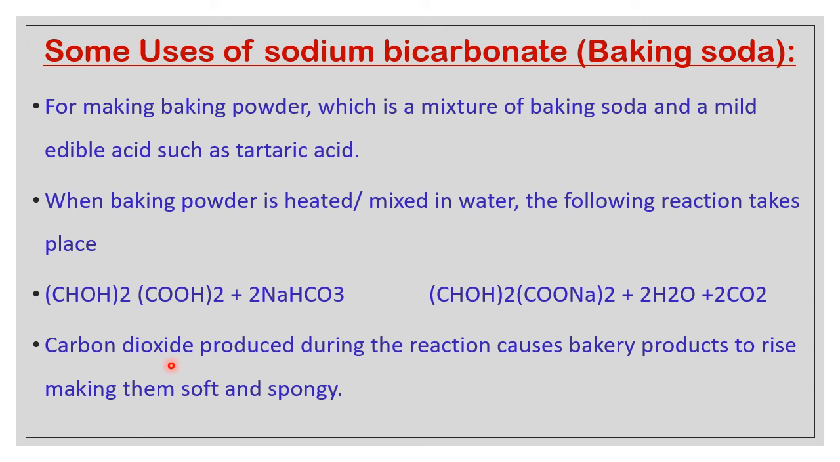Why are the bakery products so soft and spongy? It is because CO2 forms during the reaction when we add the baking powder to the atta, that is bread atta or the cake atta. So CO2 forms, it escapes from the atta, making holes, and that makes the atta soft and spongy. That's why most of the bakery products are very light. It is because of this reaction. He will ask almost every time in the examination. This is the most likely question for the examination for 10th class: explanation with equation. This is the equation.